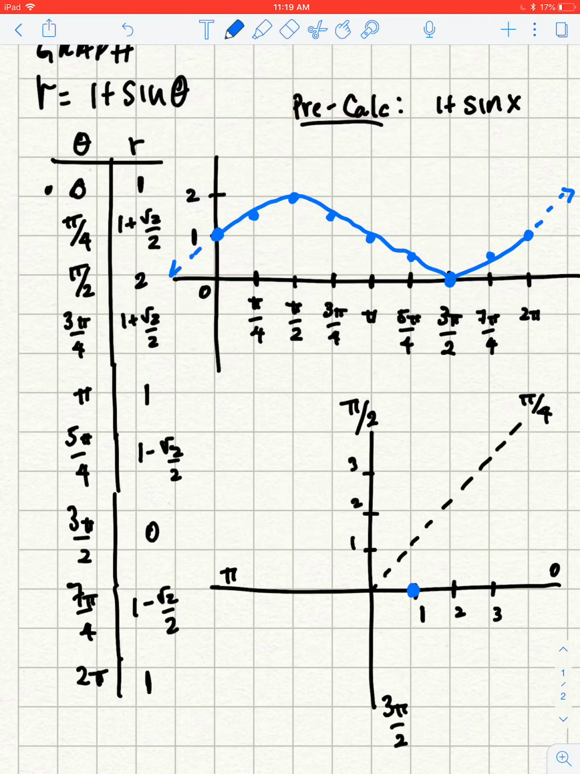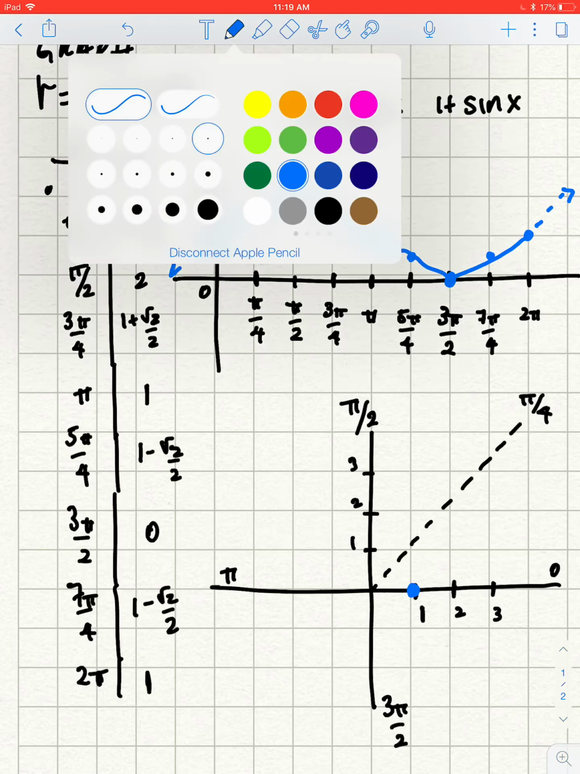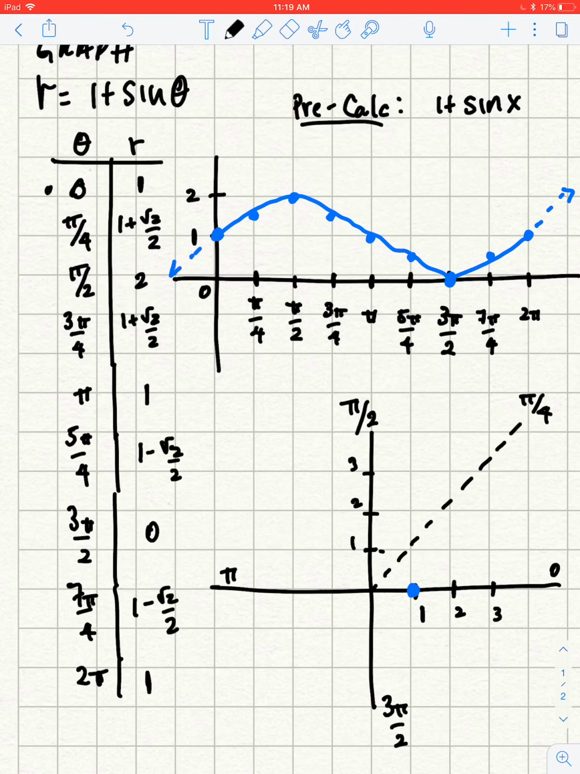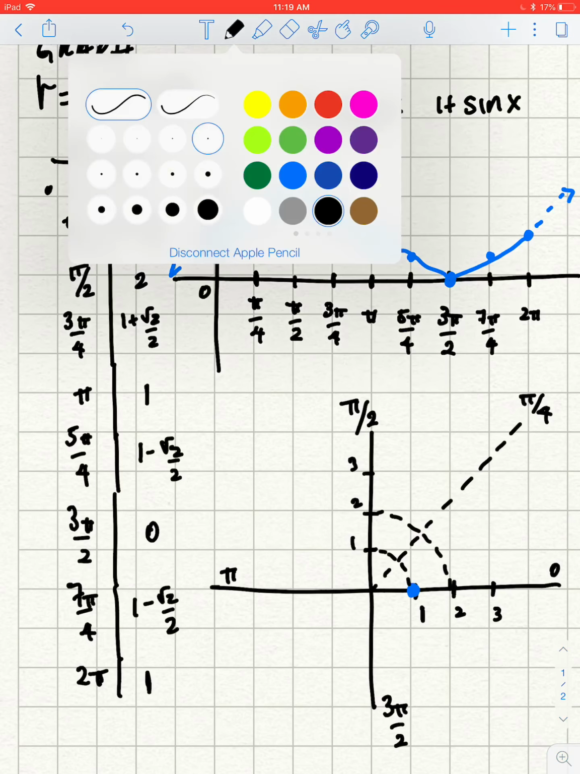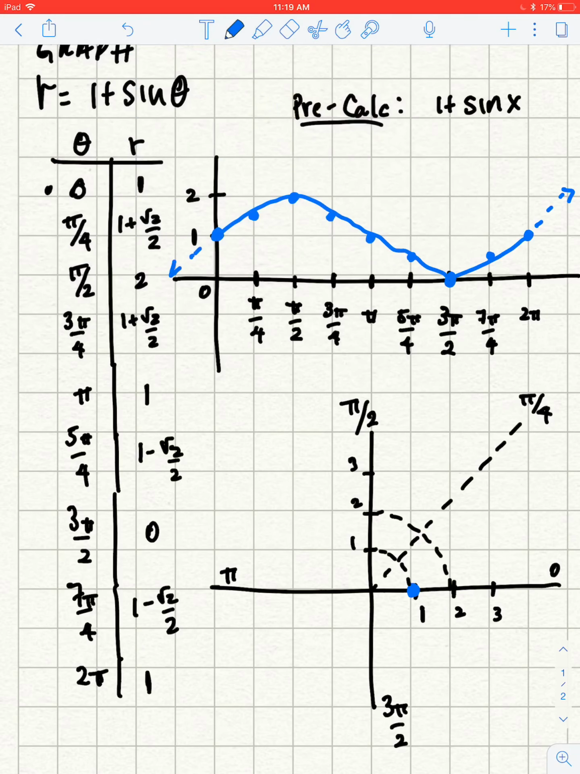You're going to plot your point on that dotted line. We got 1 plus root 2 over 2, so in between 1 and 2. But remember, these are polar, so you have the circular motion there. So you don't want to quite go all the way out, you want to go in between here. Okay, we get to pi over 2, it's up to 2, so right now our graph looks like that.